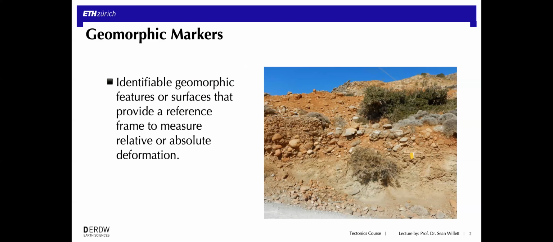Now, much of geomorphology is involved with identifying markers. These are features of surfaces that can provide some kind of a reference to measure displacements of the Earth's surface. Those can be up or they can be horizontal, but they give us some measure of relative or even absolute deformation through their motion.